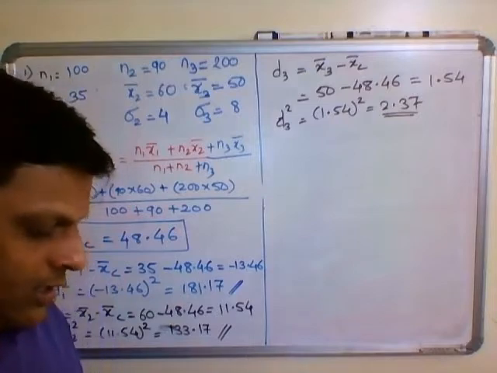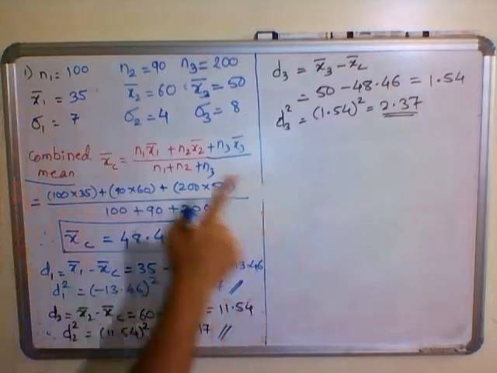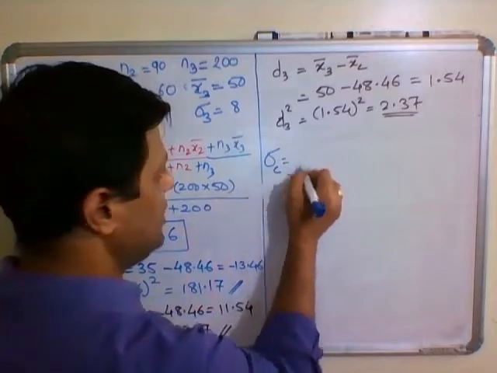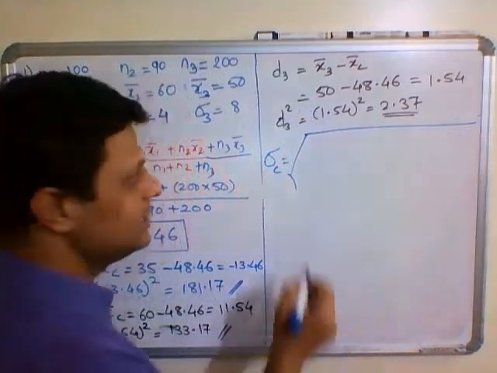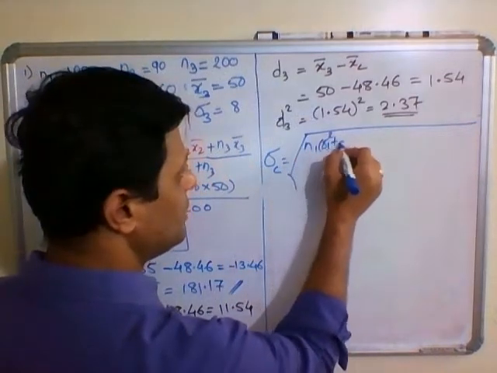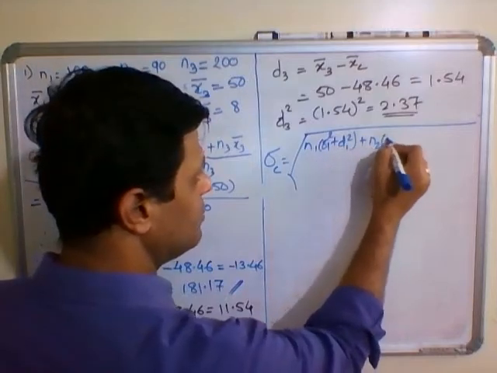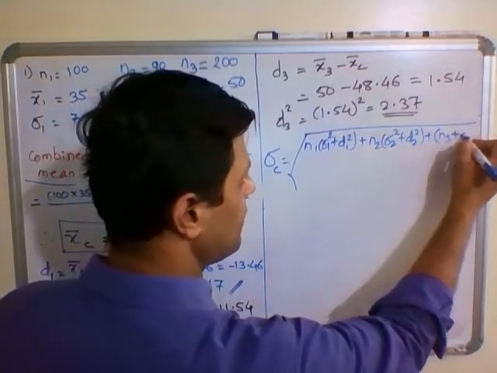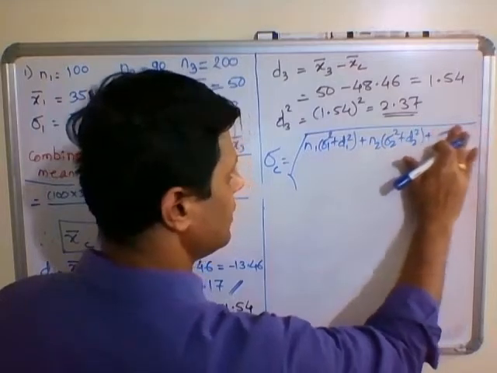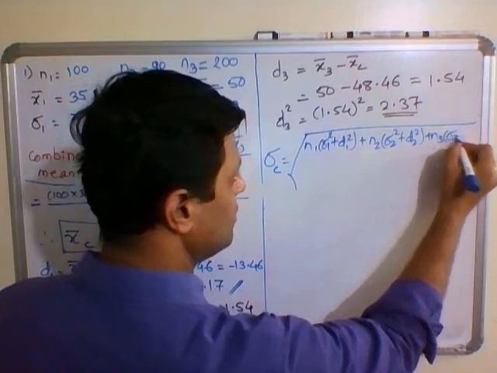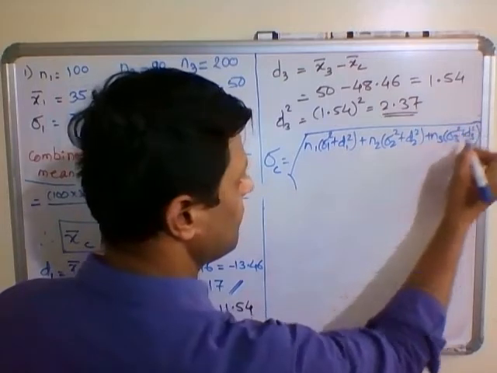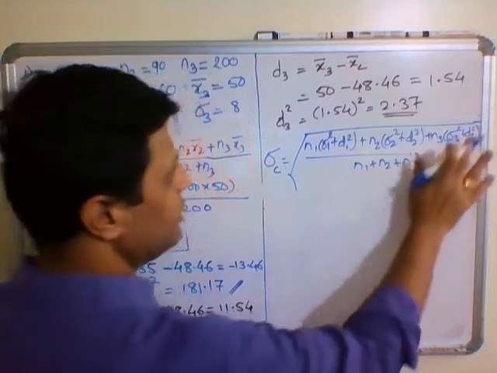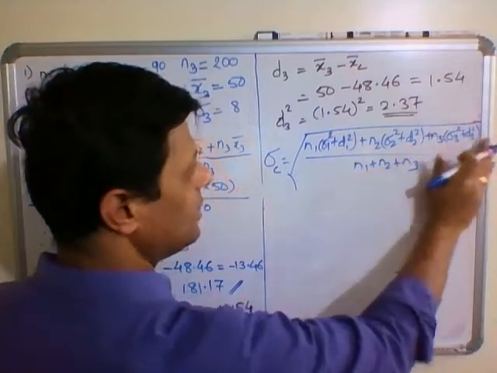Now let us substitute these values in the formula of combined standard deviation. Like the combined average, we have to write down the formula for combined standard deviation sigma c. As we have 3 data sets, we have to extend this formula up to 3 data sets, that is n1 into sigma 1 square plus d1 square, plus n2 into sigma 2 square plus d2 square, plus n3 into sigma 3 square plus d3 square, the entire term divided by n1 plus n2 plus n3. So we were used to up to 2 data sets. Now we can expand it for 3 data sets.